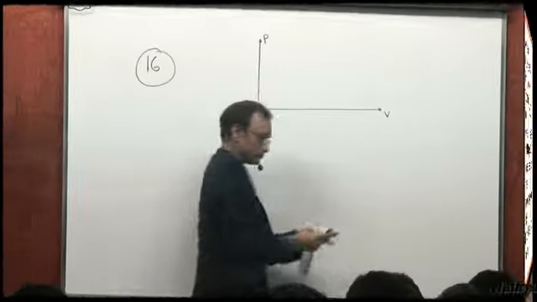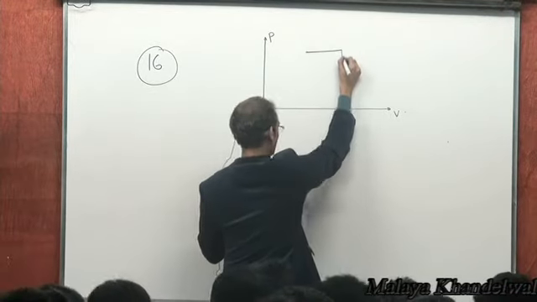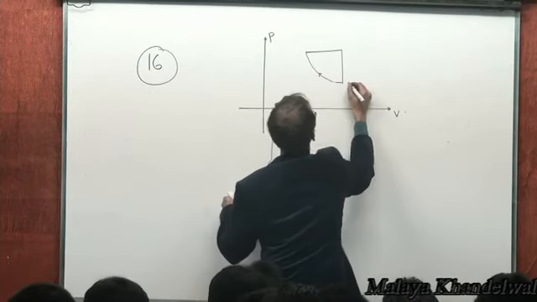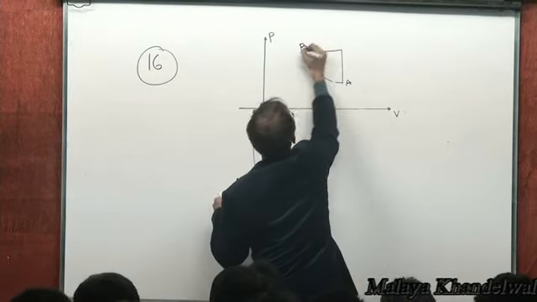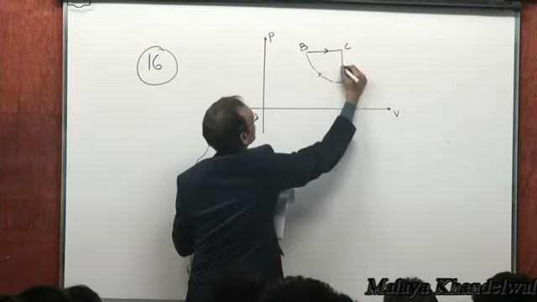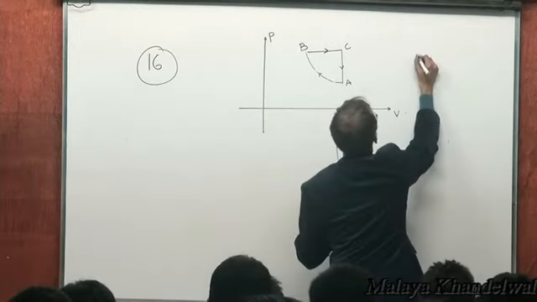Pressure, volume. ABCA, where AB is isothermal.